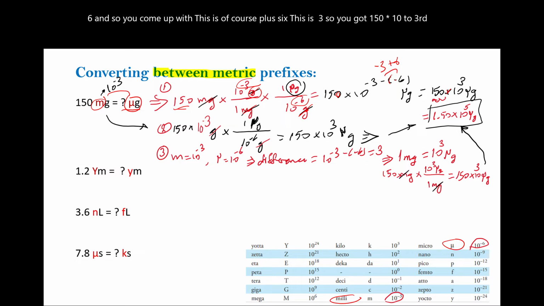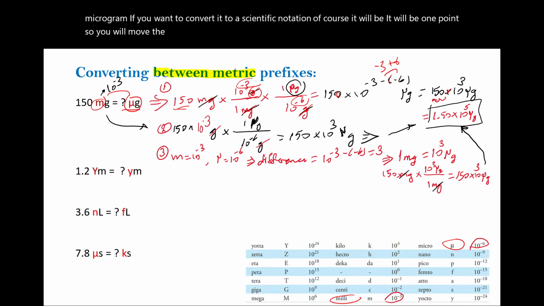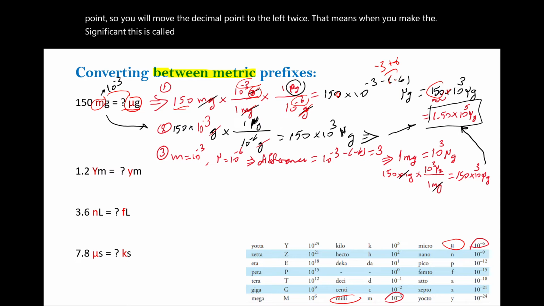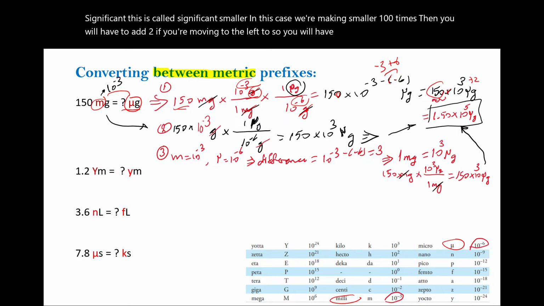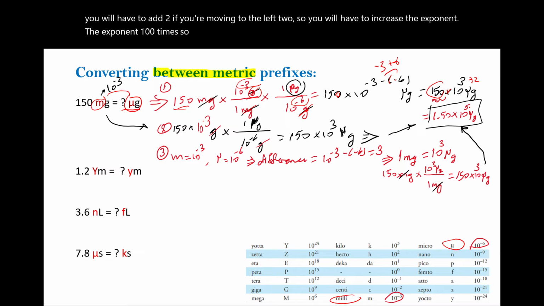If you want to convert it to scientific notation, you will move the decimal point to the left twice. That means you're making the significand smaller by 100 times, so you will have to increase the exponent by 2. So it becomes 1.50 times 10 to the 5th microgram.